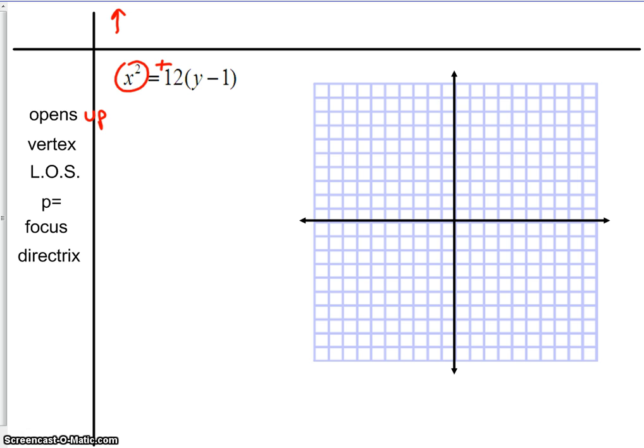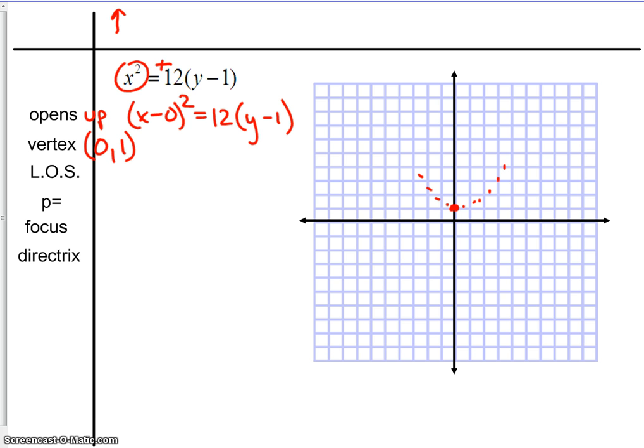Now I'm going to get my vertex. And again, I can always add or subtract 0. So now I can see my h value, what's with the x, 0. What's with the y, which is 1. So at 0, 1, that's going to be my vertex. And one of the things that I always do is when I put my vertex on there, I'm just going to kind of go like this so that I remind myself that it's going to open up.